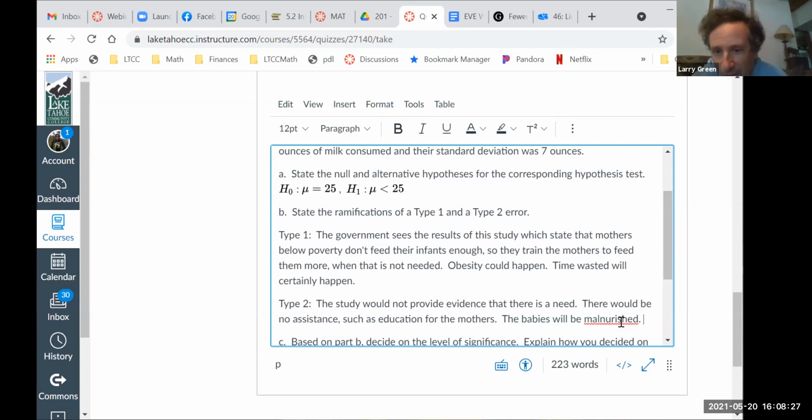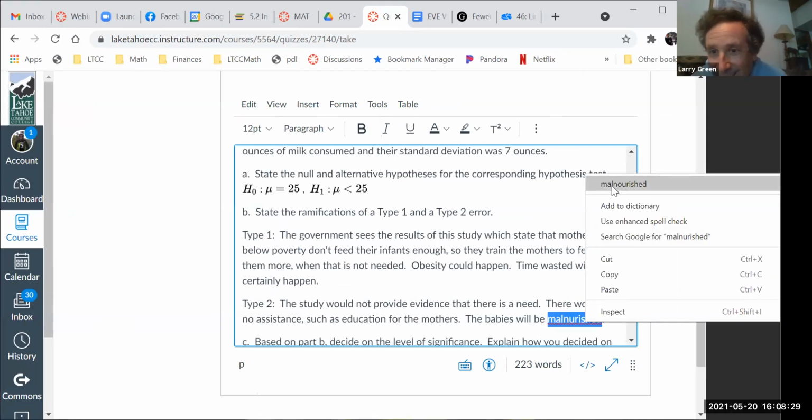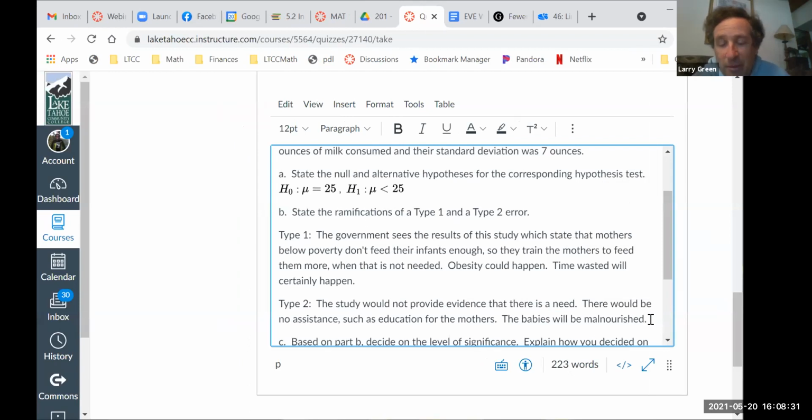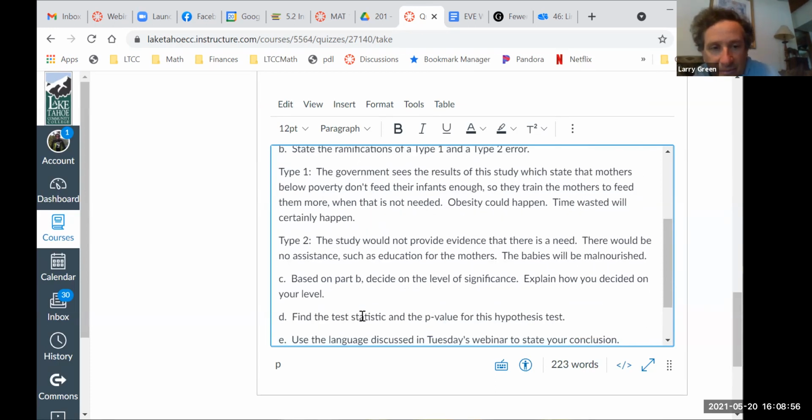I didn't think I'd spell it right. N-O-U-R. So the babies will be malnourished, okay? Which would be bad, right? Any questions on the type 2 error? Again, we don't have the evidence, but the babies needed more to drink, even though we didn't see it or detect it. Okay. Any questions?